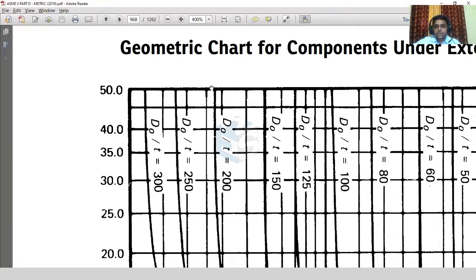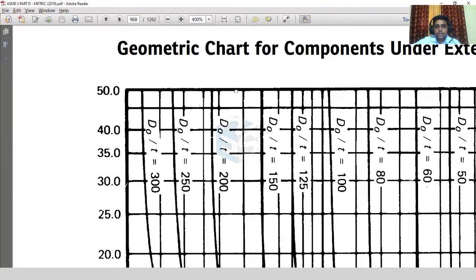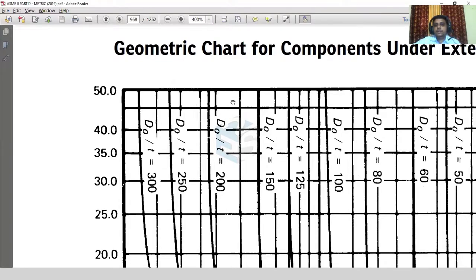The difference will be 50. If I split this into 10 parts, each part will be 5. So this is 50, this is 150, and here will be 175, exactly at the middle. If I logically divide it, every single line will have a difference of 5.